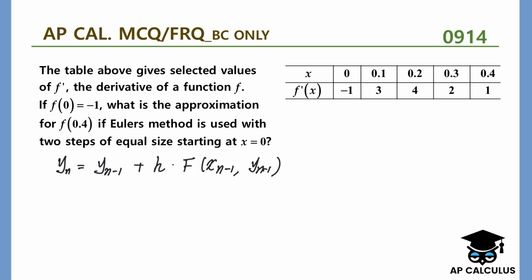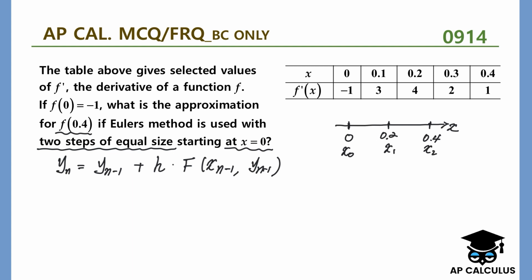We are starting at x equals 0 with two steps of equal size, right? So if we draw a number line x, let's say here is 0, and we are approximating f of 0.4, right? So let's say here is 0.4. Two steps of equal size. So if this is x0, this must be x1, this must be x2, right? And this is going to be 0.2, the midpoint of 0 and 0.4.